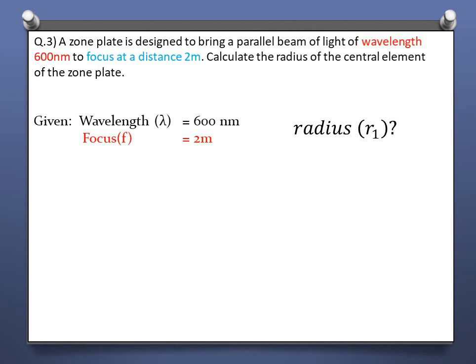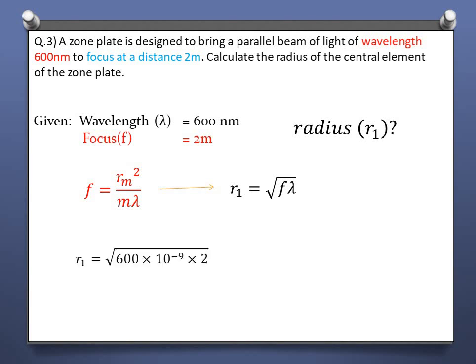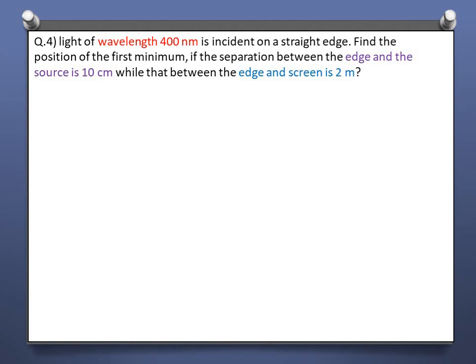The focus of a zone plate is given by Rm squared by m lambda, where m is the order number of the zone. Now for the central element, it is just the first zone, so m equals 1. If you substitute m equals 1, you will have R1 equals root over f lambda. F and lambda are known. Substitute those values and R is 1.095 millimeter. That's our answer. Move to the fourth question.